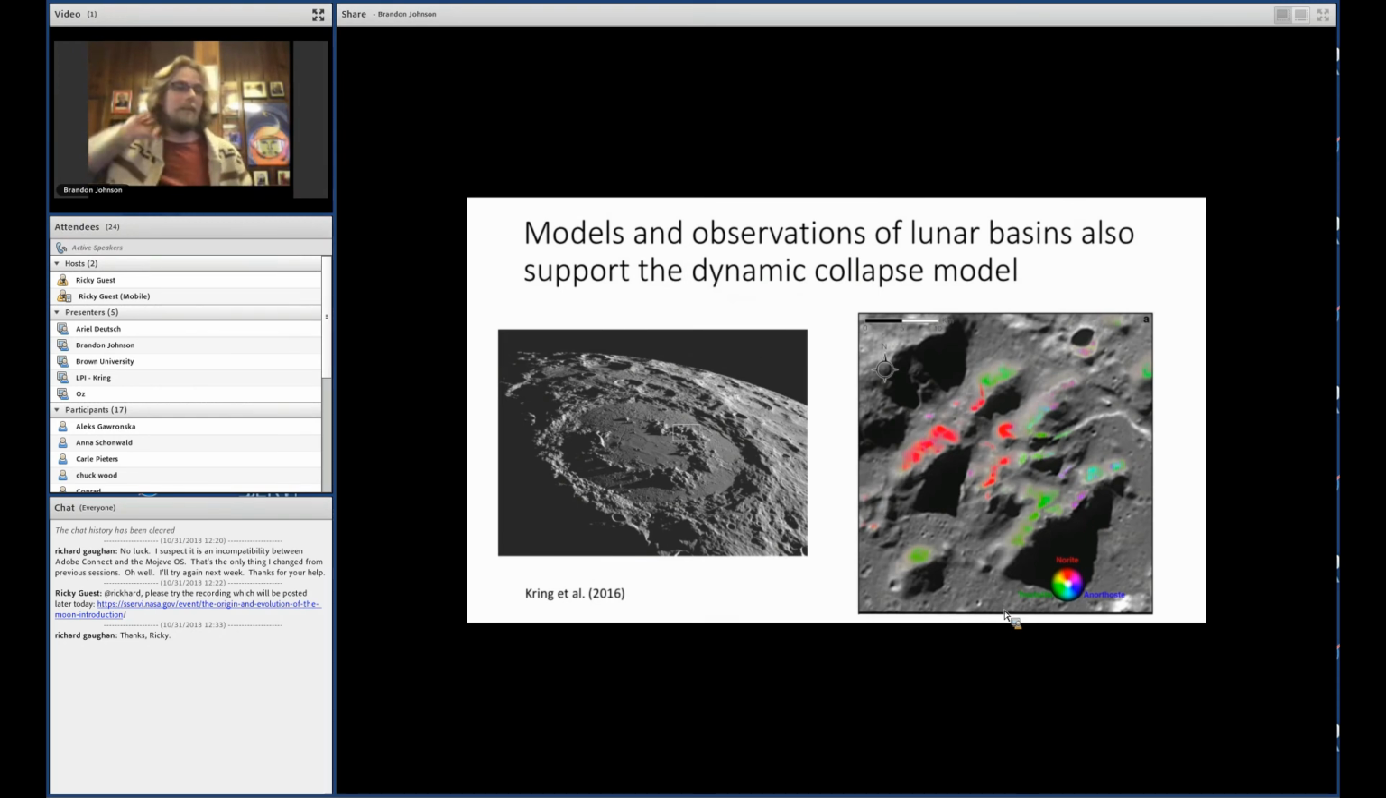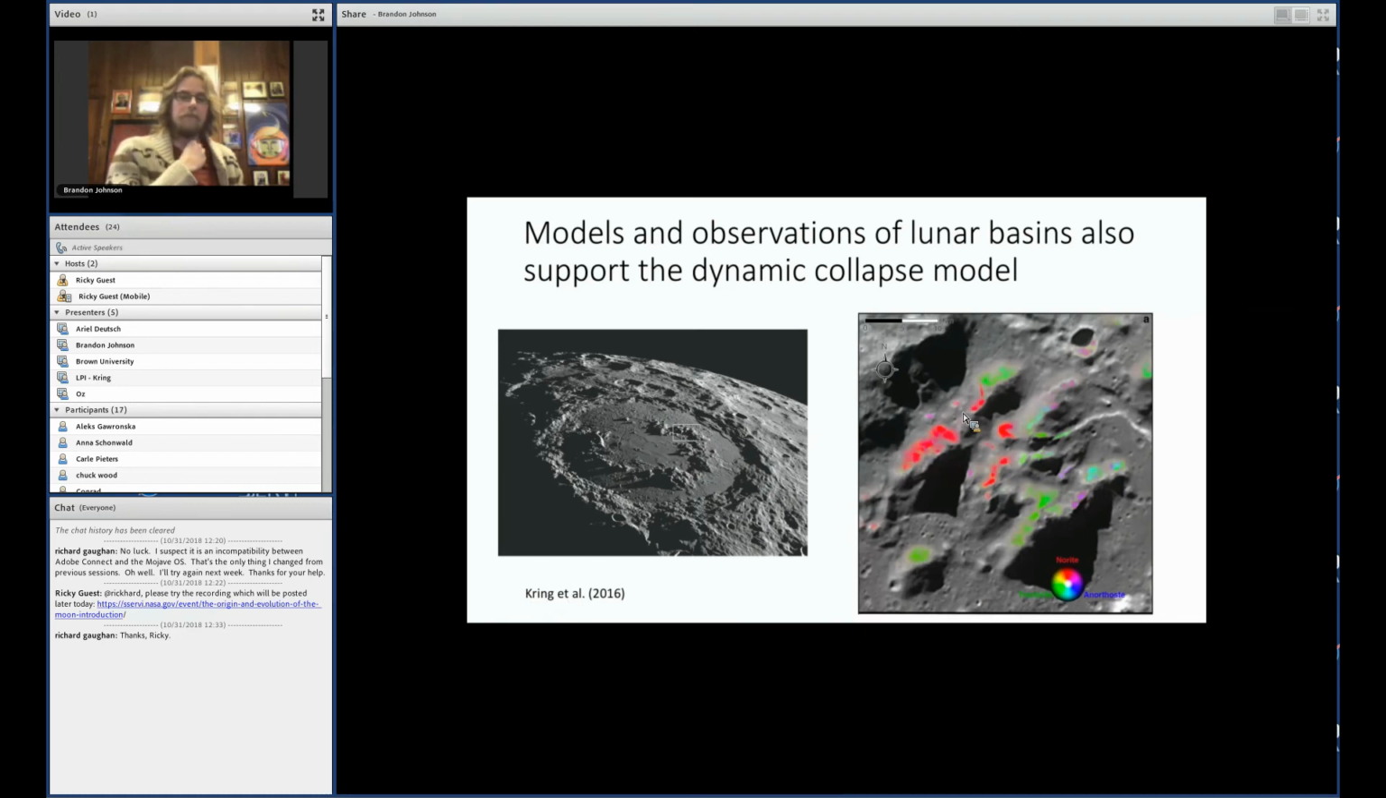Okay, so models. These models and observations of lunar basins also show some support for this dynamic collapse model. So this is some work by Kring et al., the same Kring who you saw at the start of the class. This is Schrodinger Basin here. This little white box shows where this is blown up on the right side.